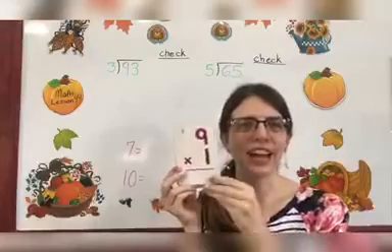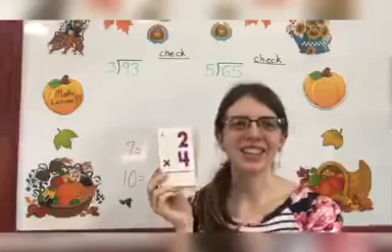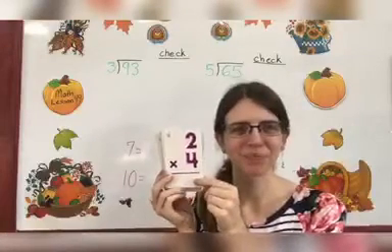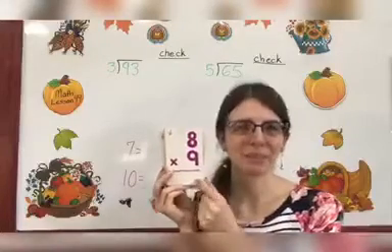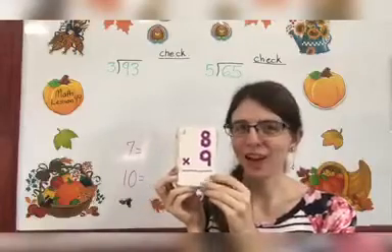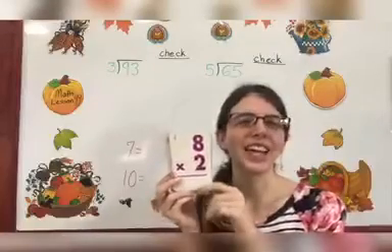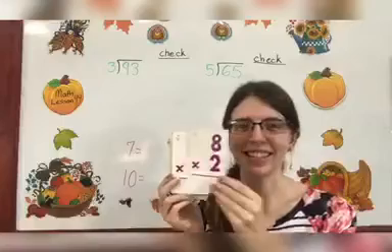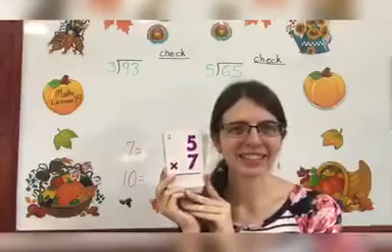9 times 1 is what, Amy? 9. Good. 2 times 4 is what, Josephine? 8. 8 times 9 is what, Aaron? 72. That was a tough one. If you got that, give yourself a pat on the back. 8 times 2 is what, Abigail? 16. 5 times 7 is what, Yelena? 35.